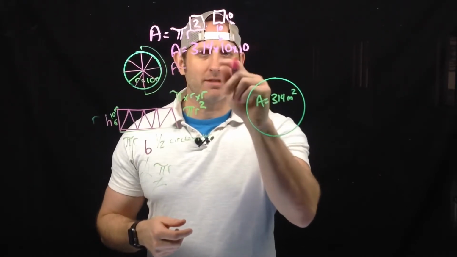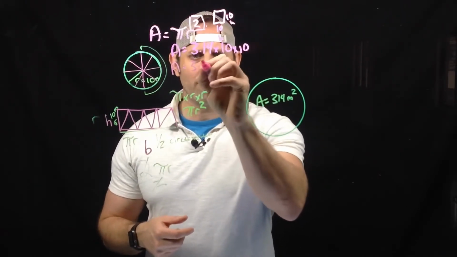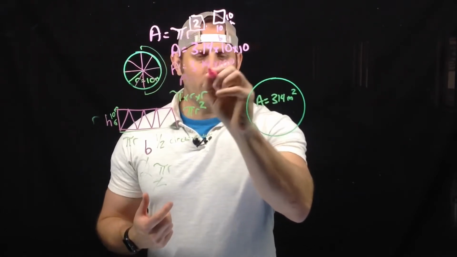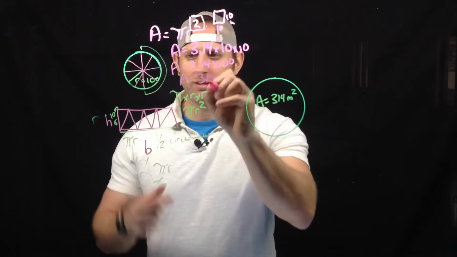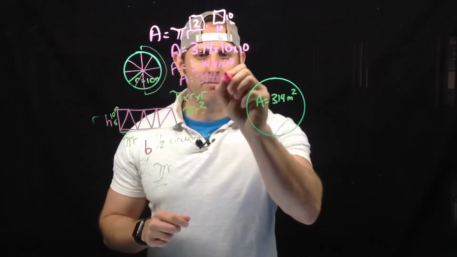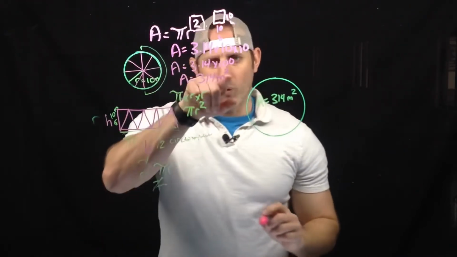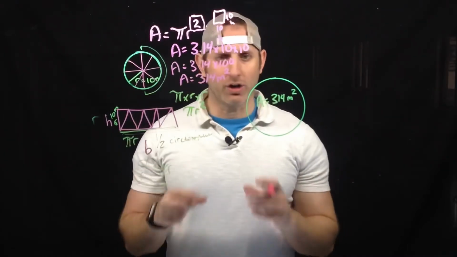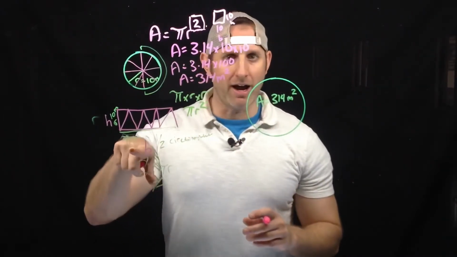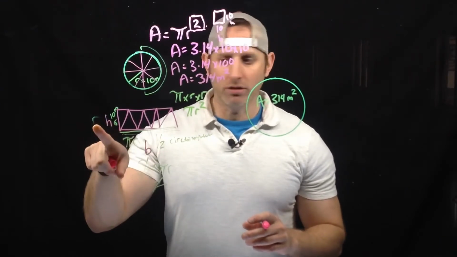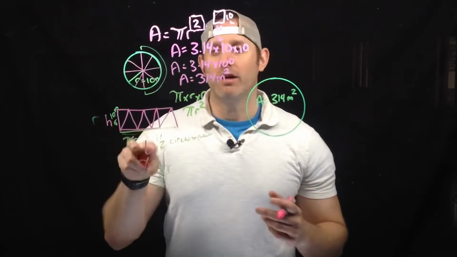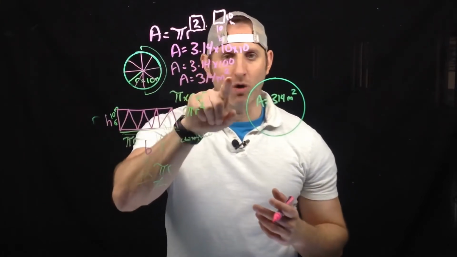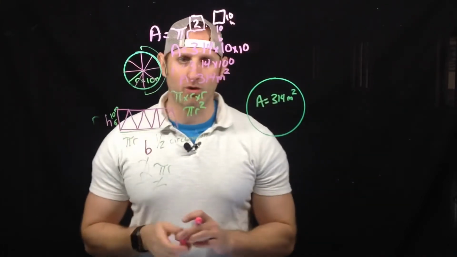3.14 times 10 times 10. Well, 10 times 10 is 100, so we have 3.14 times 100, which is 314, and in this case, we have meters squared. We need the meters squared part because remember, we took two dimensions, pi r and r, or base and height, if we transferred it into a rectangle, and multiplied them together, so don't forget that it is meters squared.